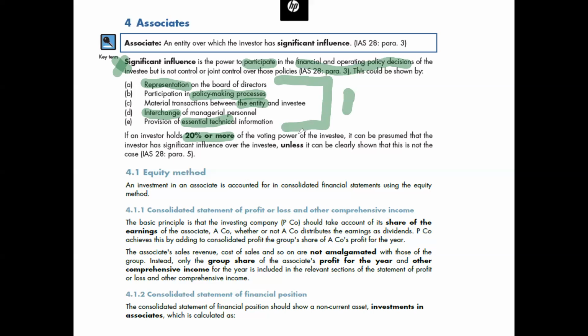So it's not all of them, only one. Otherwise, you're going to look at 20% or more. And then we need to know, for an associate, we apply the equity method. Equity method means I account for my investment at cost plus growth. So what does that mean? I will have my cost, which I initially paid.